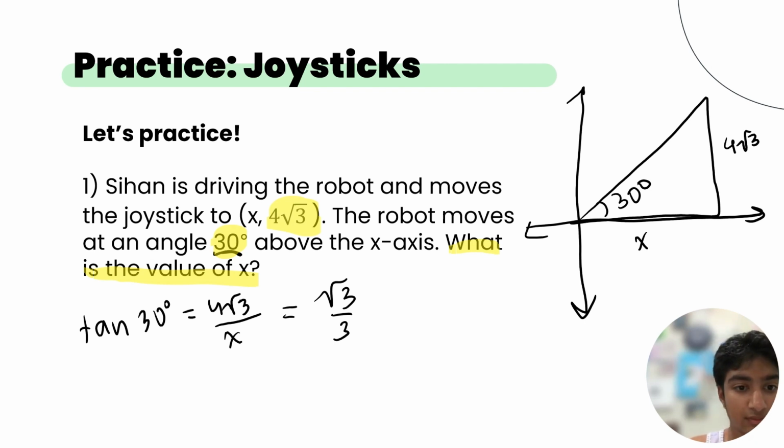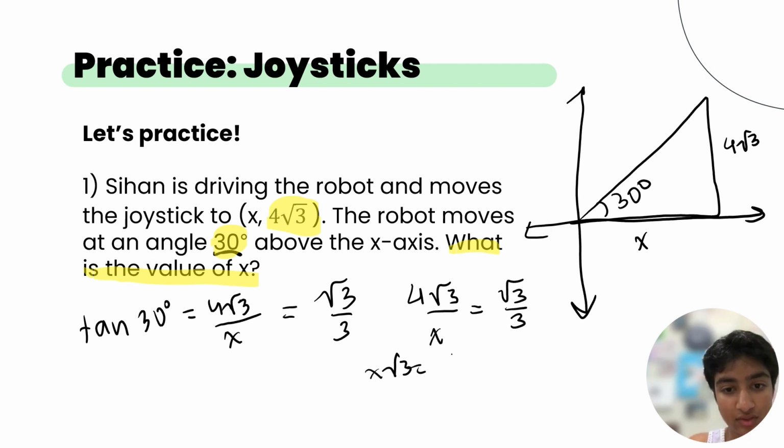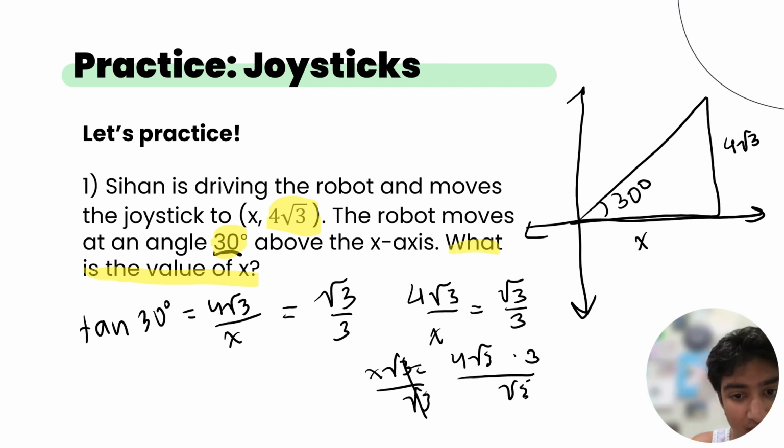So now let's equate these equations. 4 root 3 over x equals root 3 over 3. You cross multiply and you get root 3 times x equals 4 root 3 times 3. Divide by root 3 on both sides. You get x equals 12.